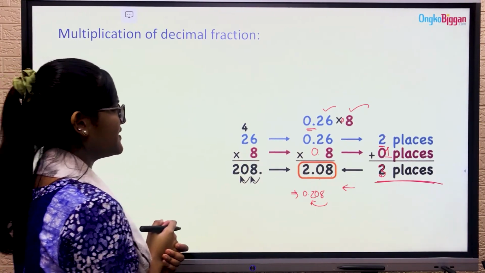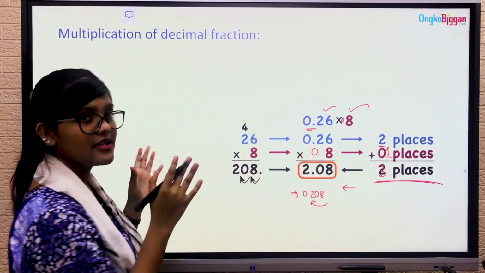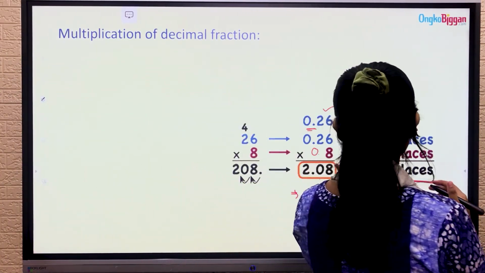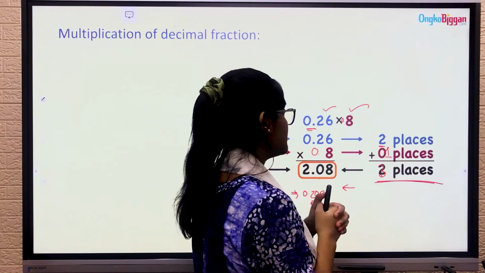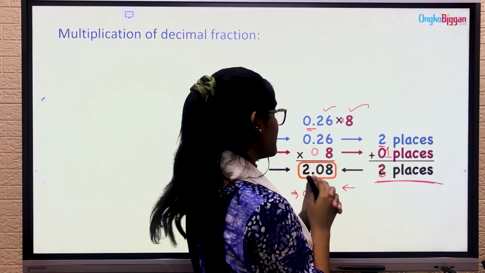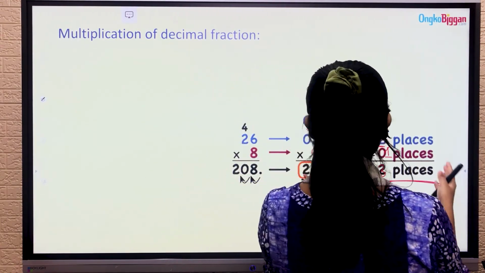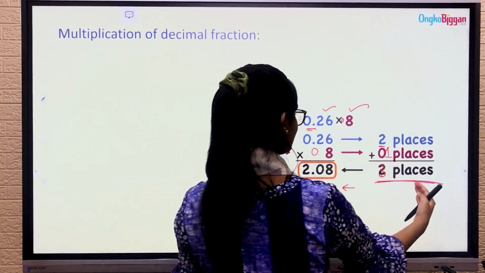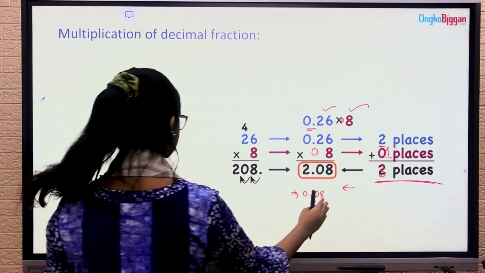That means firstly we will multiply as it is in the normal multiplication process. Then we will calculate after how many places we have the decimal. We will just count for the two given numbers. Then if it is 2 or 1, according to this we will put the decimal sign from the right side to the left side.